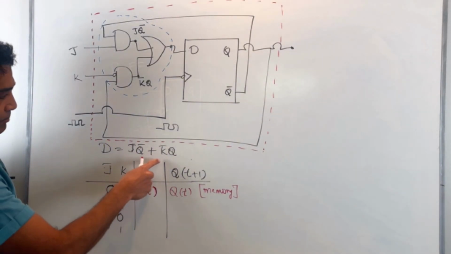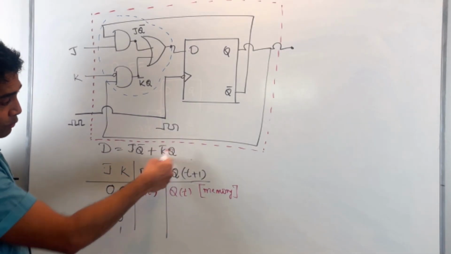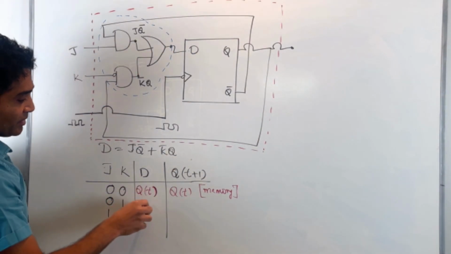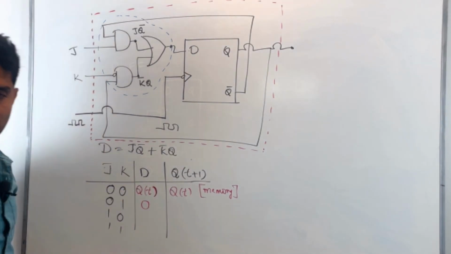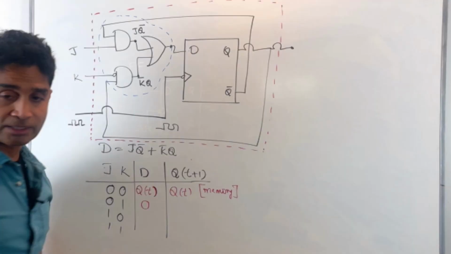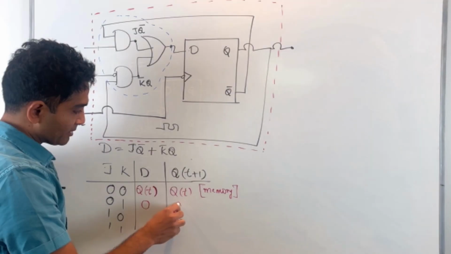K is 1, that means K prime is 0, right? So that goes to 0 as well. In other words, my D input that I'm applying here is basically 0. I'm applying a 0 on my D input, and once the flip flop is triggered, the output follows the input. So my Q(t+1), once the flip flop is triggered, is basically 0.